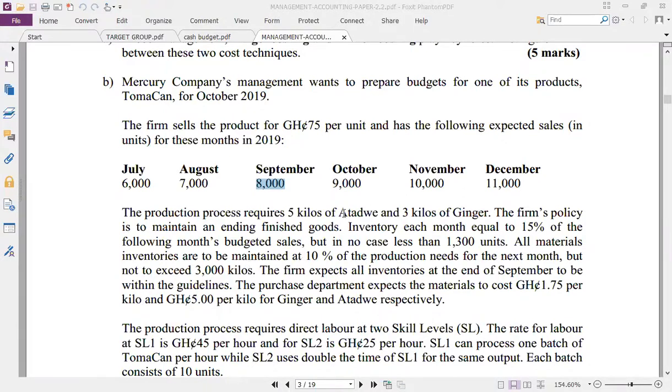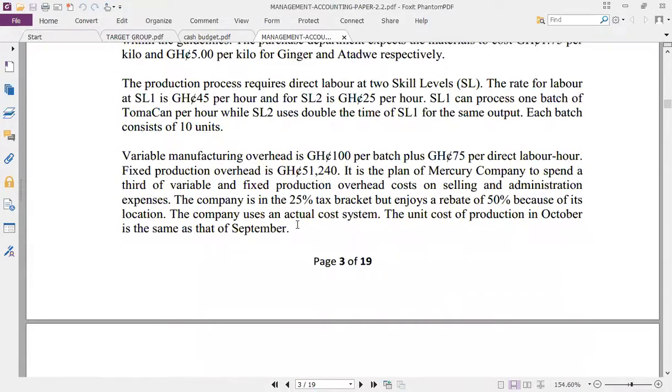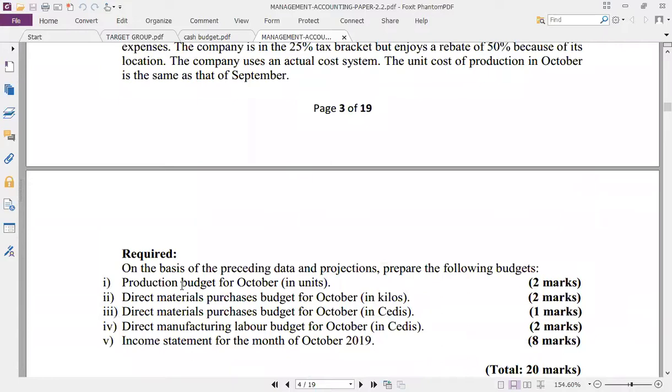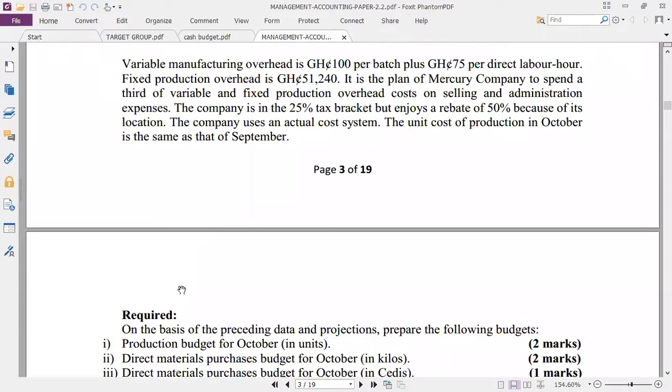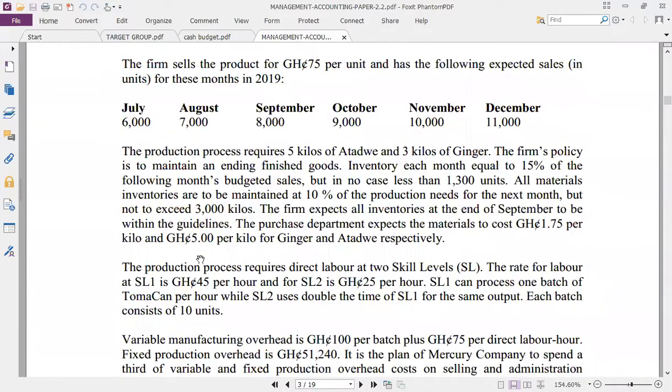So if I should end here, I can easily calculate the production. Please, you don't need to read everything before starting to calculate. If you get what you need, the rest is not part of the game. So here, you can just calculate the production. It is three items: sales, closing inventory and opening inventory. You can also get it from the 15% given to us. That is all.